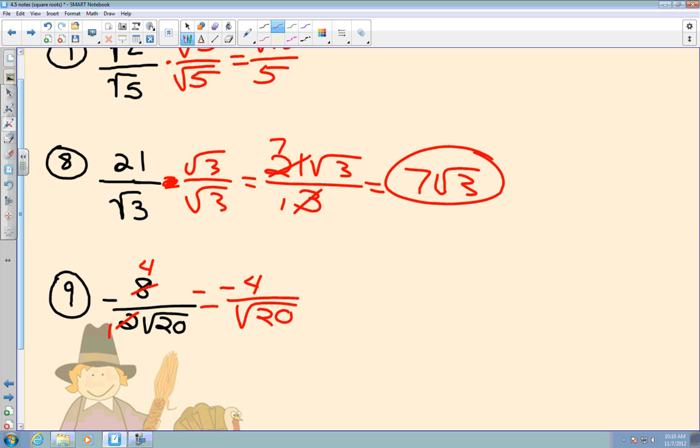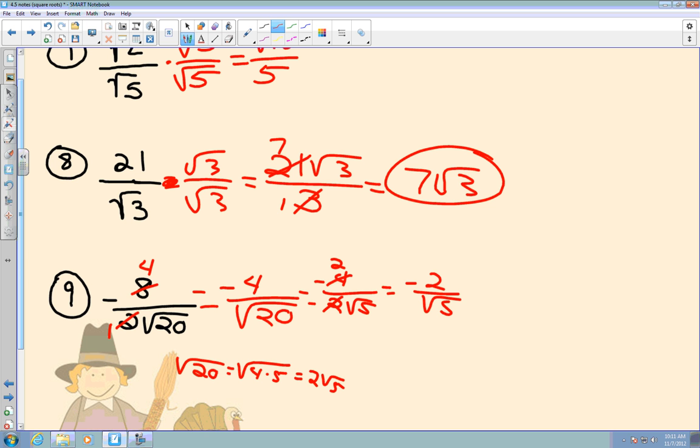Now, let's simplify the bottom next. If I simplify root 20, root 5 times 4, okay, it's 4 times 5, 2 root 5. So I'm going to rewrite my denominator as 2 root 5. So I've got negative 4 over 2 root 5. I can simplify my fraction again. 2 goes into 4 2 times. So I have negative 2 over root 5.